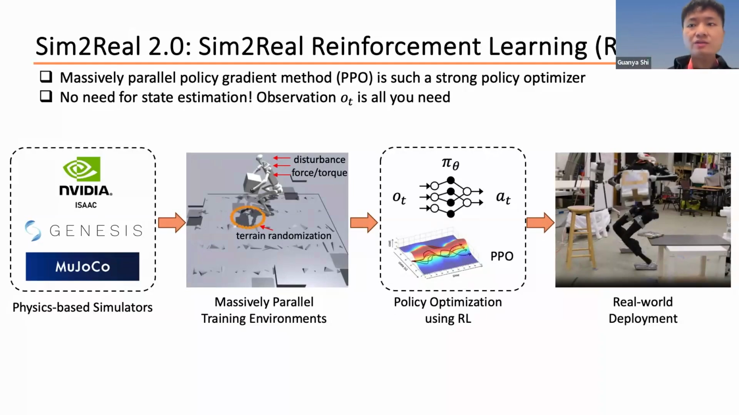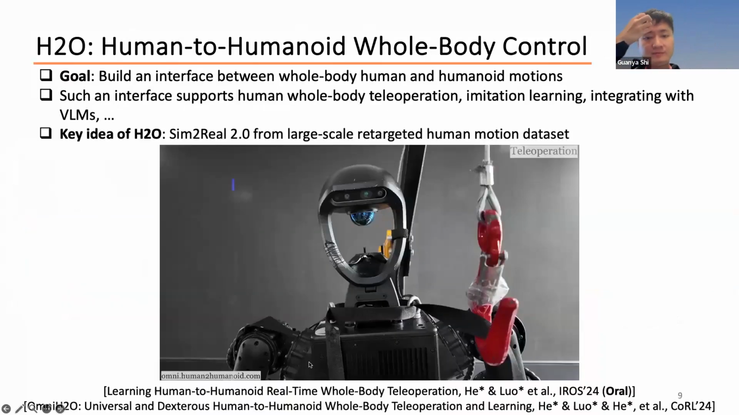Yeah. So I'm gonna give you 2 examples for Sim2Real 2.0. One is one of our works from last year called H2O, human to humanoid whole body control. The goal of this paper is we want to build an interface between whole body human motions and humanoid motions. We want to translate what humans can do to what a humanoid can do.